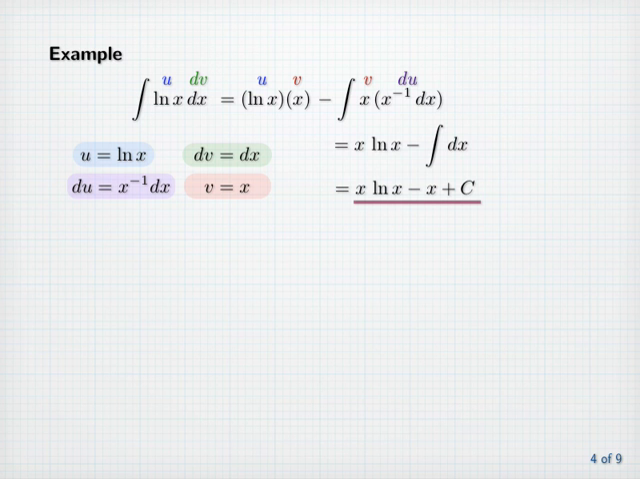Notice the advantage of taking u to be the natural log of x. When we take the derivative of natural log of x, we end up with 1 over x, and that takes the natural log out of the problem.